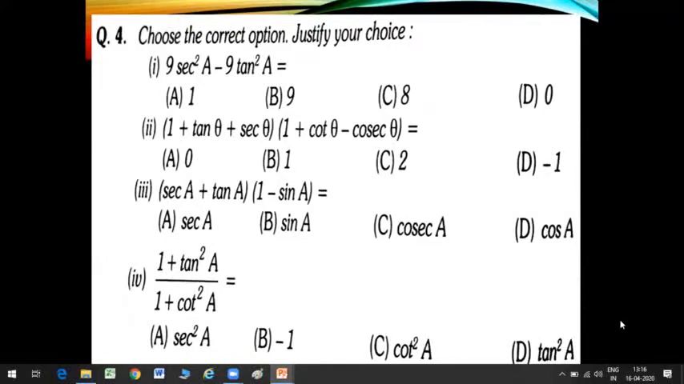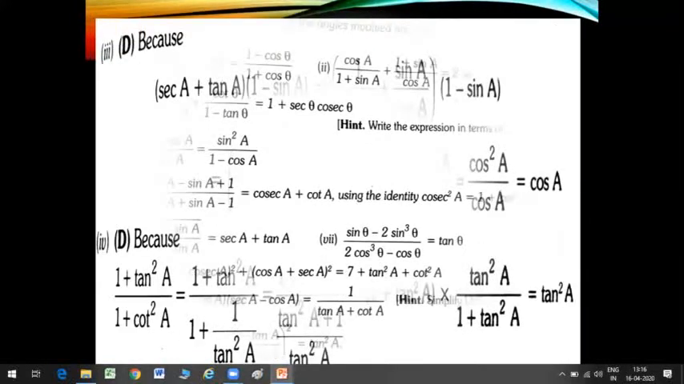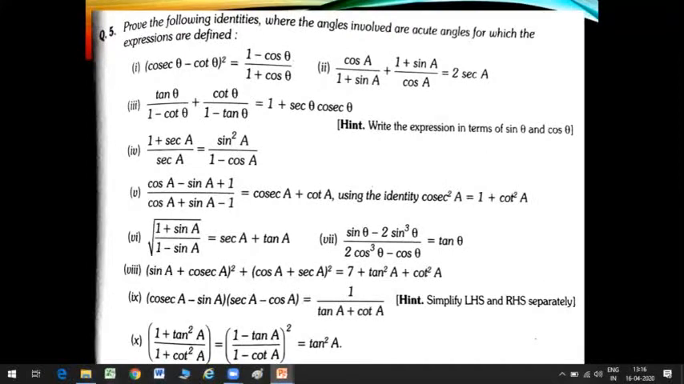I hope all these four parts are clear. Now, this is question number 5. Prove the following identities where the angles involved are acute angles for which the expressions are defined. We'll start from the first part.